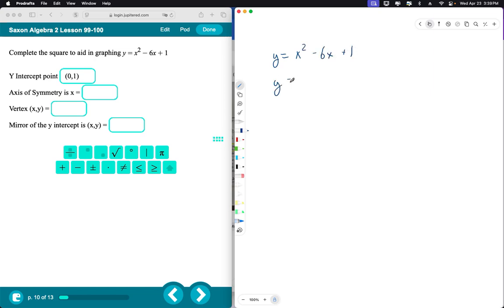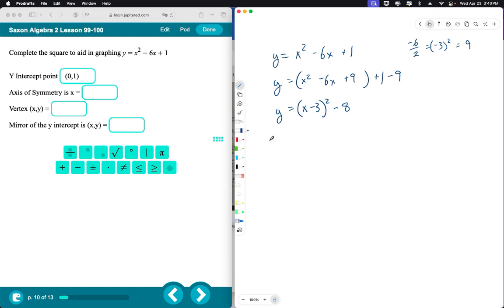I'm going to put that in parentheses, scooch, add 1. Negative 6 divided by 2 is equal to negative 3. Square that number, that's going to be 9. Now add 9, subtract 9. Y is equal to x minus 3 squared, because that's what we have here. And that's going to be a negative 8. That's as far as I need to go.